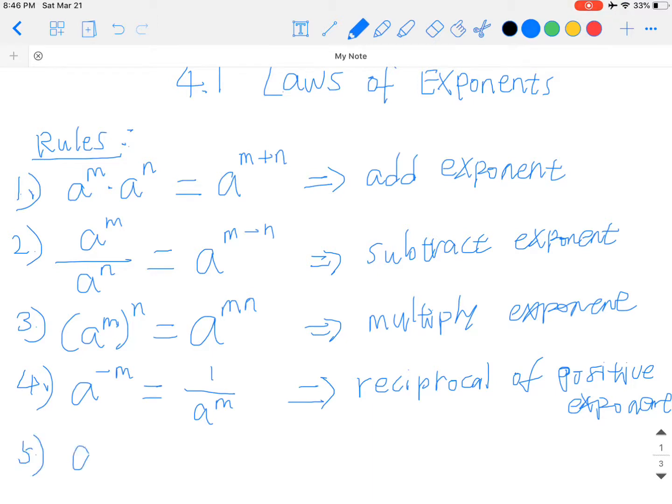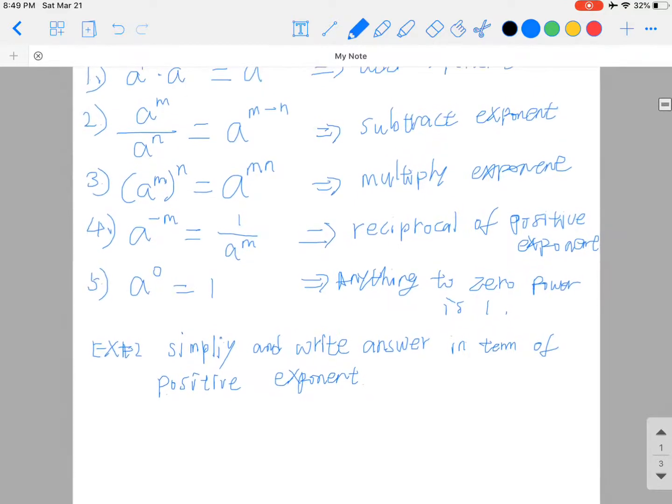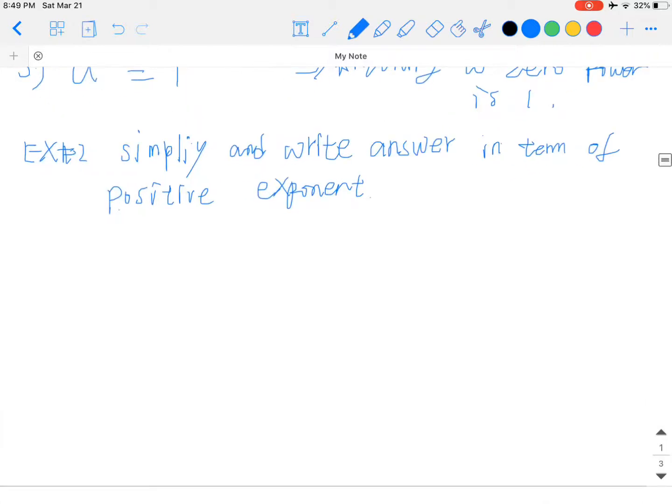For rule 5, a to the 0 is 1. So anything to the 0 power is 1. So 5 to the 0 is 1, 4 to the 0 is 1, 1000 to the 0 is still 1. So most of the questions will be simplifying and writing the answer in terms of positive exponents.